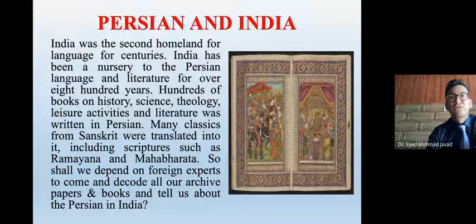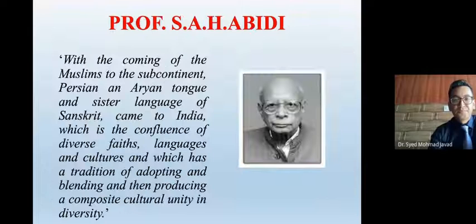So, shall we depend on foreign experts to come and decode all our archives, papers, and books and tell us about Persian in India? William Dalrymple, the famous European historian, says in his book The Last Mughal that he came upon a vast source of papers in the National Archives in Delhi related to 1857, which had hitherto not even been studied in any world.